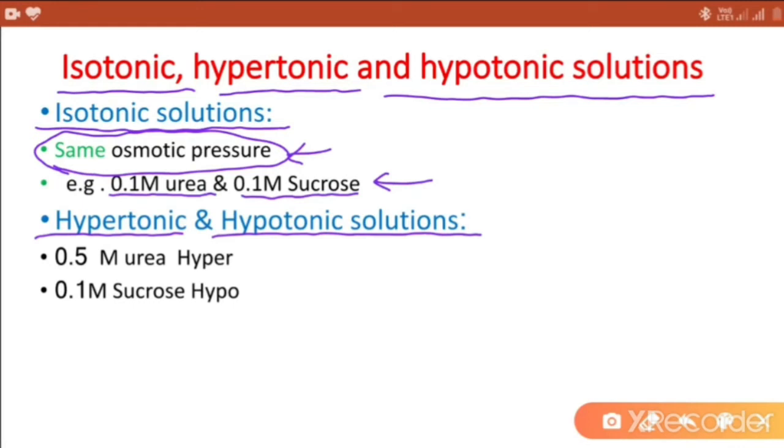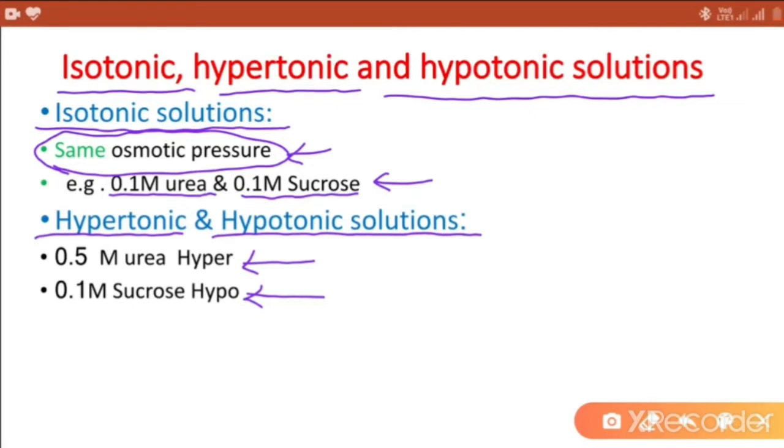The solution which possesses higher osmotic pressure than the other solution is called a hypertonic solution, and the solution which possesses less osmotic pressure than the other solution is called a hypotonic solution.